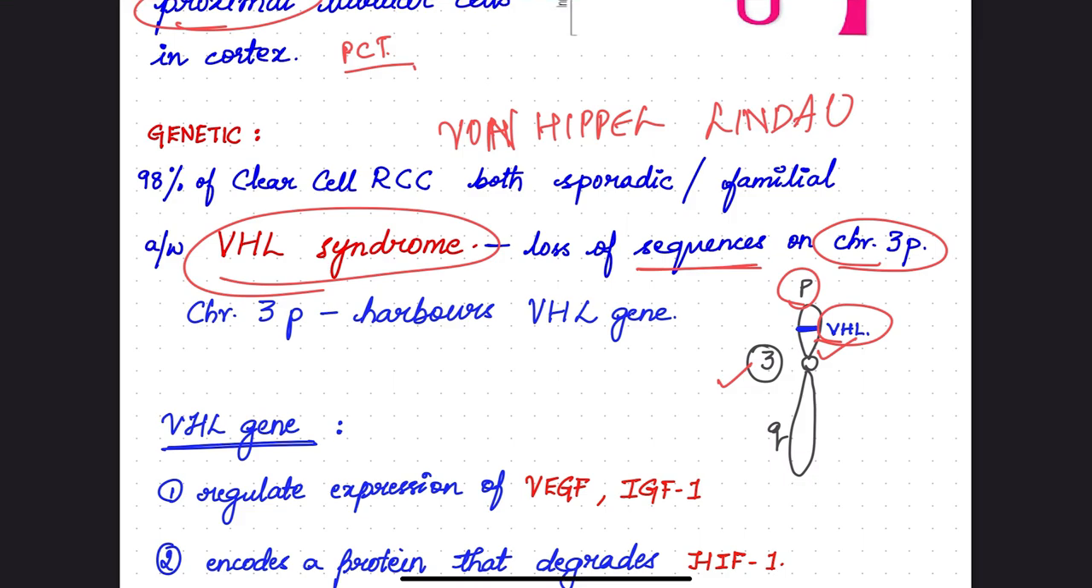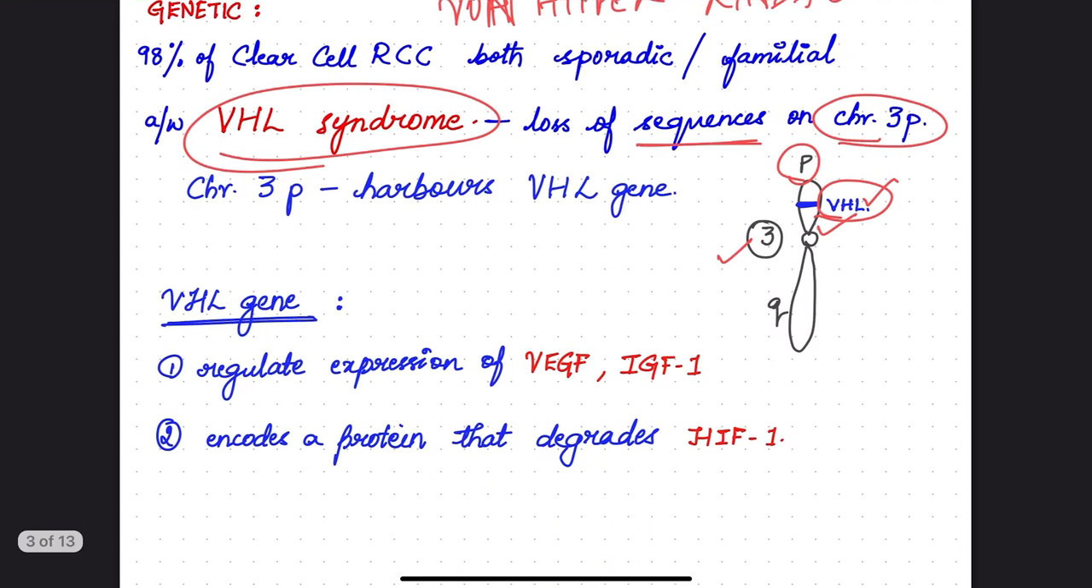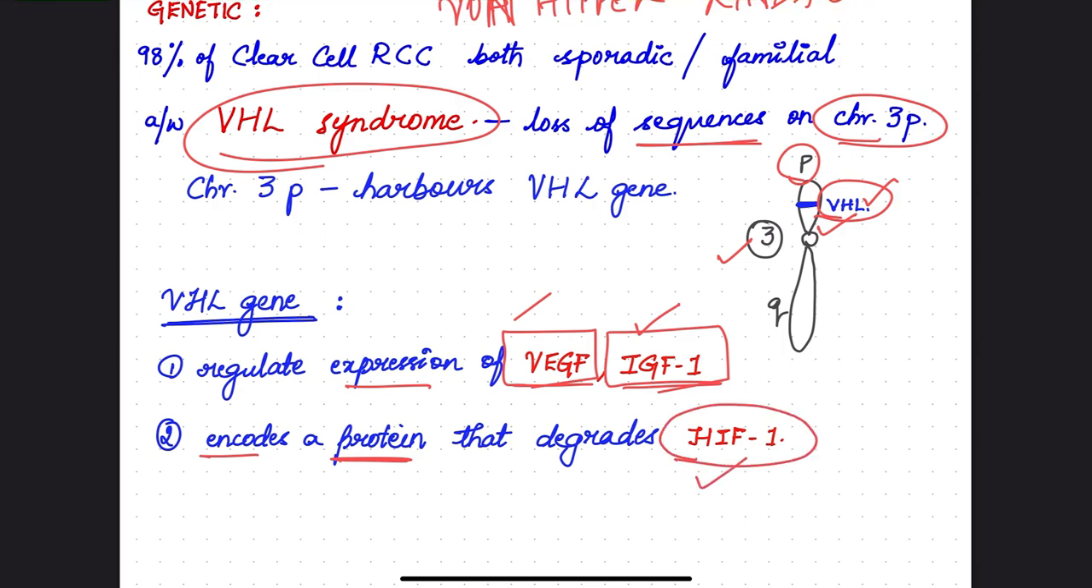So in the clear cell variants, they are most commonly associated with loss of the VHL gene or mutations of this VHL gene present on the short arm of chromosome 3. The normal function of the VHL gene is to regulate the expression of vascular endothelial growth factor, which is necessary for angiogenesis, and also insulin-like growth factor 1, which is required for normal cell growth. Also, this gene encodes a protein that degrades hypoxia-inducible factor 1, HIF1.